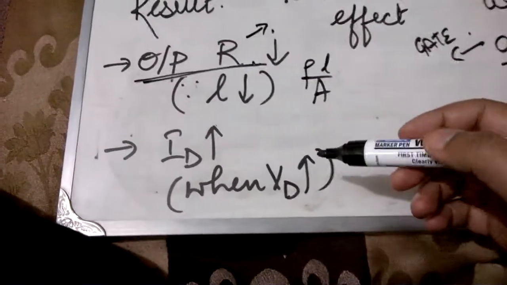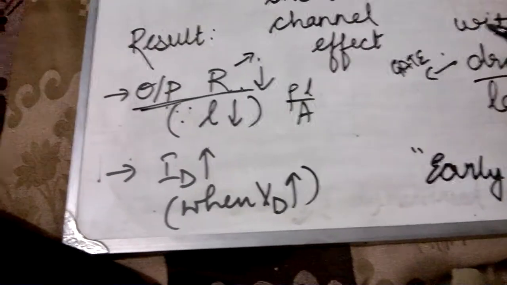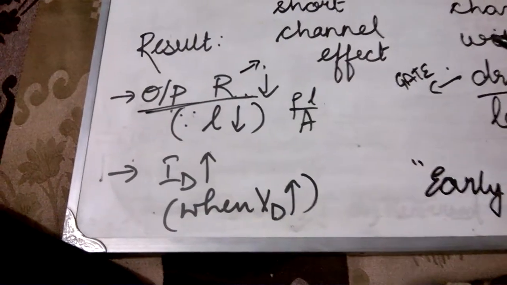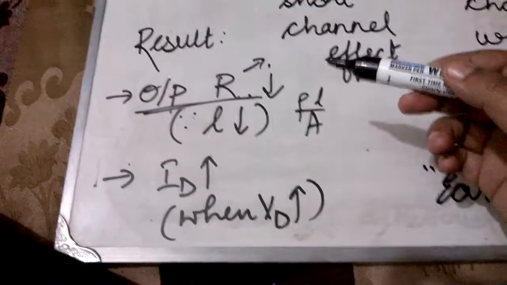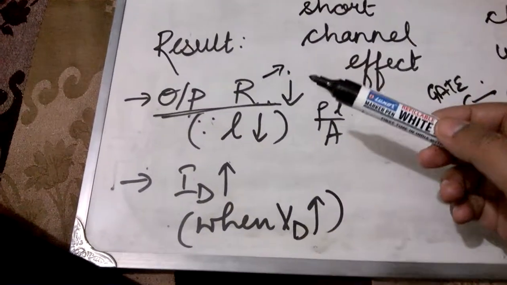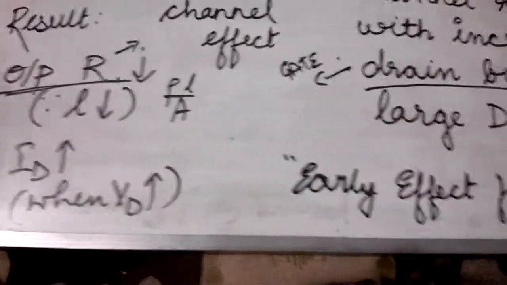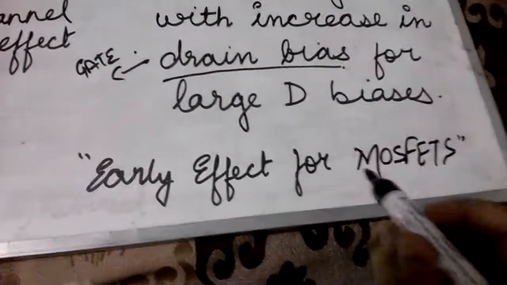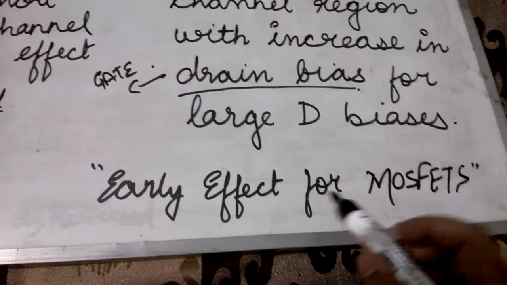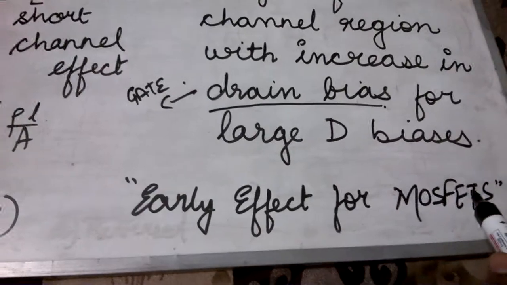Important. And next thing, the drain current will increase as you keep on increasing the drain bias or drain voltage. So the two effects which are coming into play due to the channel length modulation are the effect on the output resistance and the drain current. Lastly, there is another name for this. It is the early effect for MOSFETs. So early effect for MOSFETs is nothing but the channel length modulation.